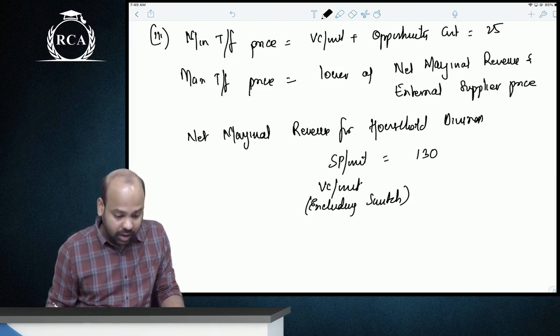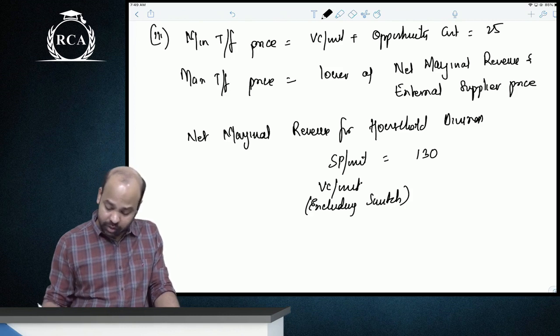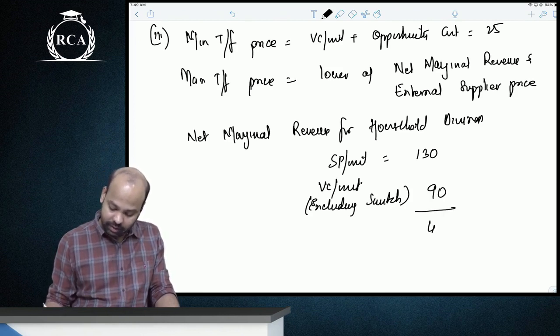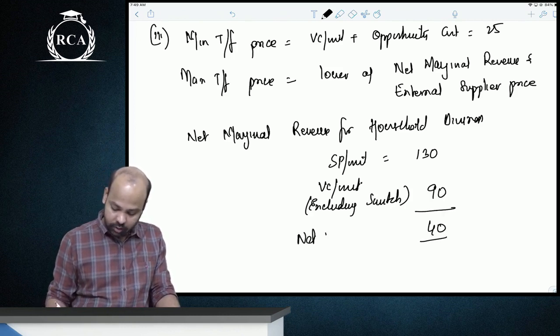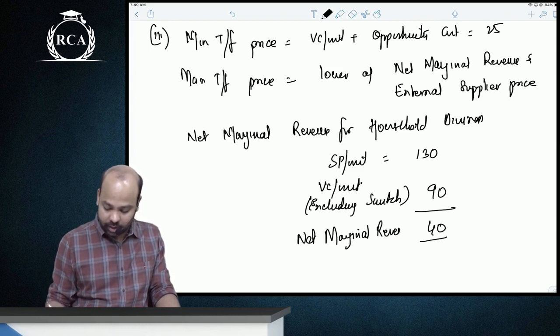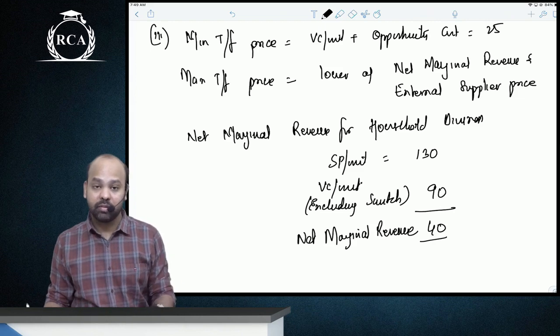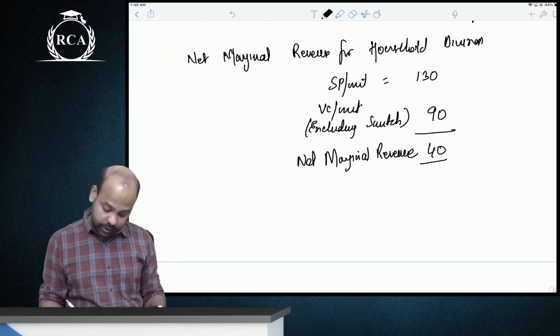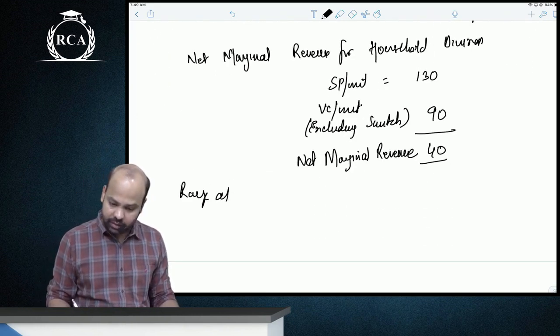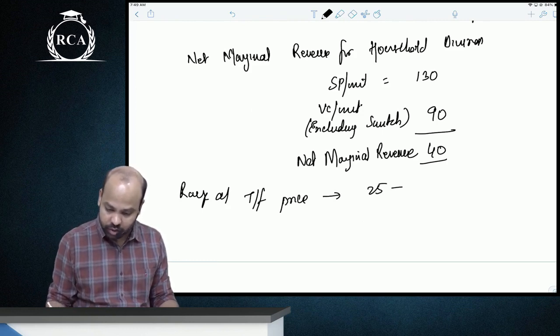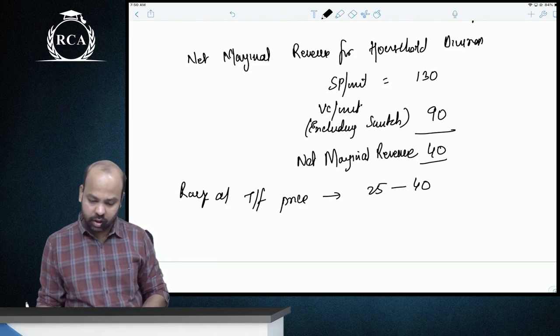So they are incurring other components, 90 rupees hai, beta. So yes, and that is 40 rupees. I've already written as to what is the amount that they're incurring. So the net incremental revenue, guys, apart from switches, by using switches is 40 rupees. So the range of transfer price as such is 25 to 40, guys.